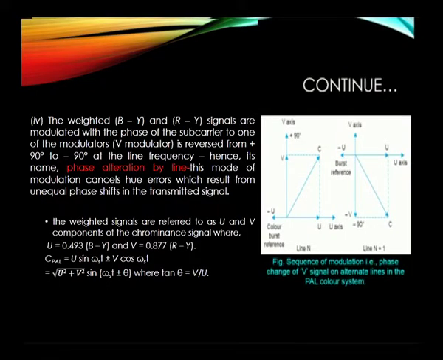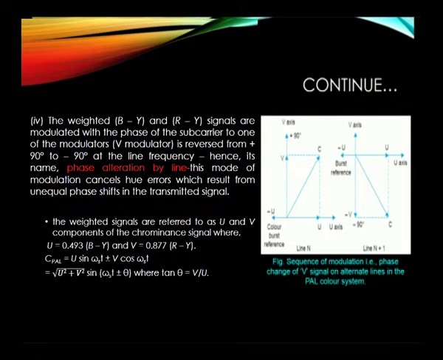Next we move on to some of the things that we need to know with the help of the phasor diagram of the modulating color signal, that is, sequence modulation, phase change of the V signal on alternate lines in the PAL color system. How? The PAL name itself says there is a phase alternation in line. So, in every line there will be an alternation. What type of alternation do we need? As we said, there will be two different modulators for R minus Y and also B minus Y.